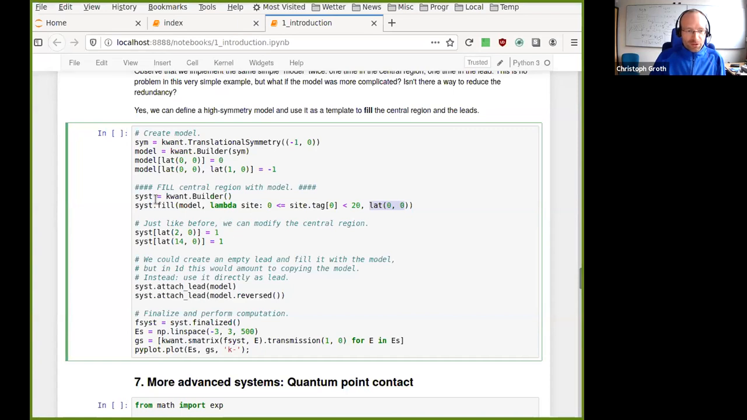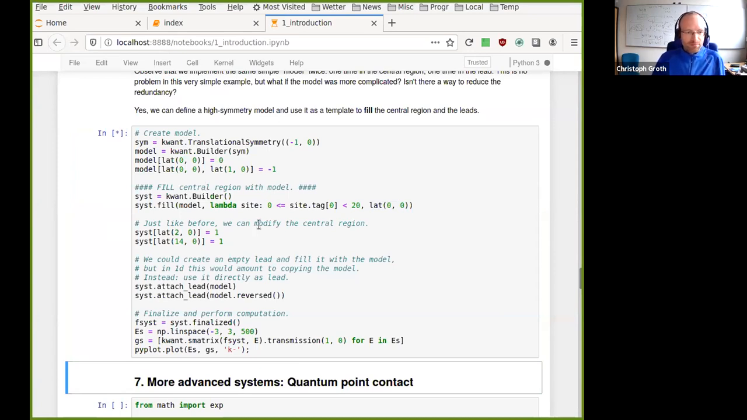So as you can see here, the builder that was created by fill is just a regular builder like before. I can still modify it and assign values to it. Okay, so I can execute this and I should get the same result as before. Let's see. Takes a little while.